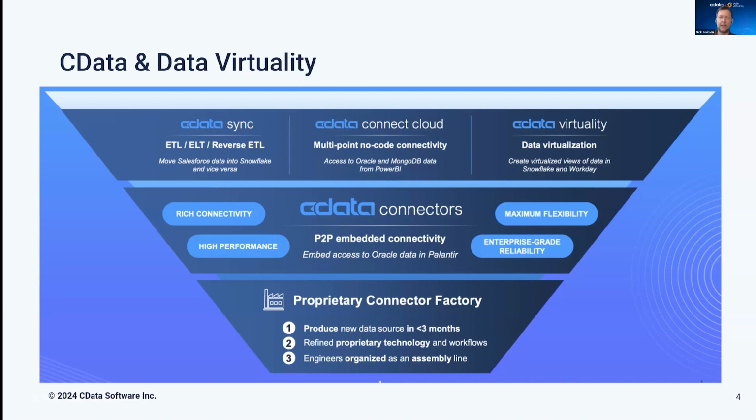Also, we are providing connectivity, cloud-based connectivity, which is basically providing driver-based access through cloud offering, and also CData Virtuality, which is a data virtualization offering, which, based on the large number of both CData connectors and original Data Virtuality connectors, provides broad connectivity from different data sources into one central data virtualization solution.